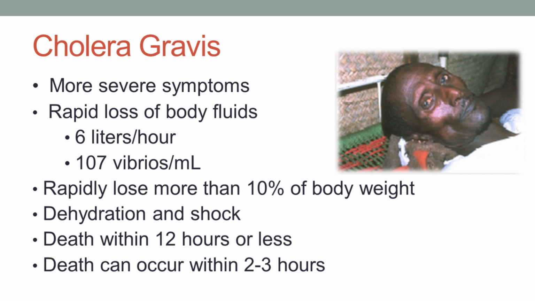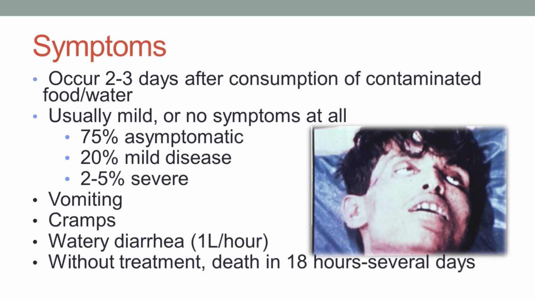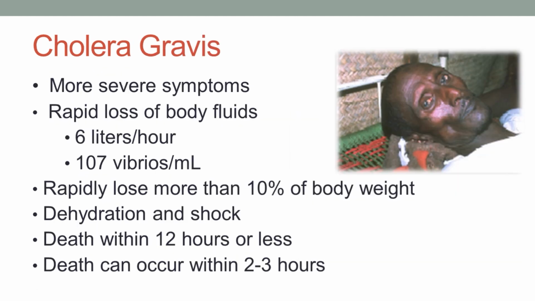If we are talking about the more severe form of cholera, which is called cholera gravis, first of all, it has more severe symptoms. And the severity of symptoms basically depends on the amount of bacteria and the amount of water lost with that persistent diarrhea. So if in the simple infection we have watery diarrhea of about 1 liter per hour, in cholera gravis we have up to 6 liters per hour. So of course death can occur much faster, even in 2-3 hours, but not longer than 12 hours.